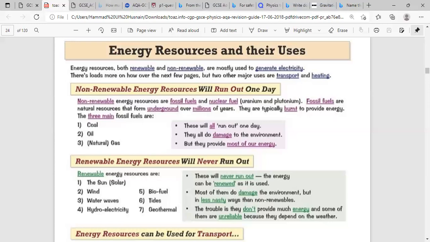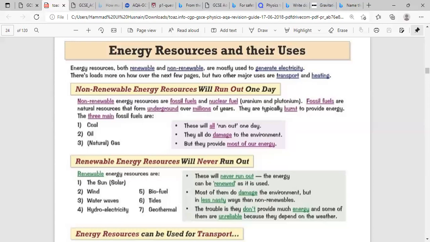So non-renewable means that it's only temporary and only lasts for a fixed amount of time. After that time it will be finished, it will run out, right? So this is what it means by a non-renewable energy store. It is written over here that non-renewable energy resources are fossil fuels and nuclear fuels.